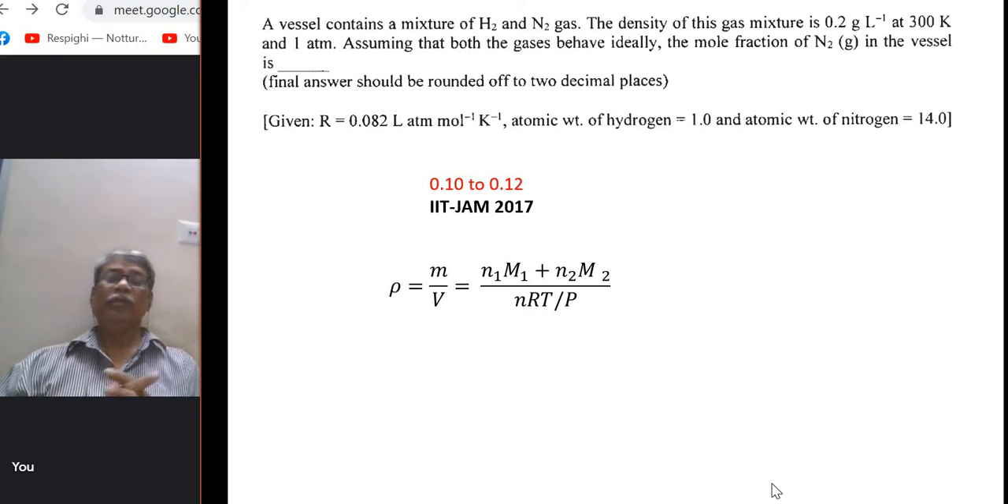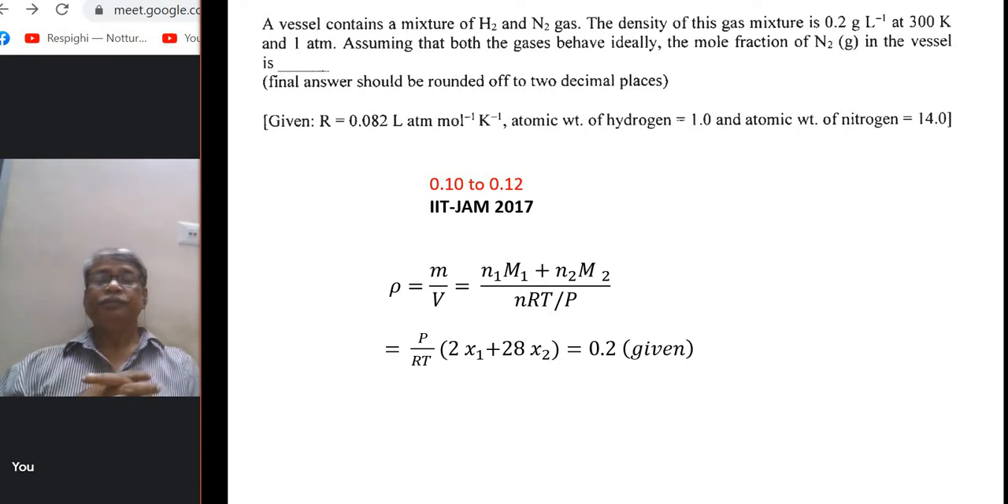So rho, we know, is mass by volume. Now mass, total mass: that means N1 moles of hydrogen and N2 moles of nitrogen, and V is nRT by P, the ideal gas equation, and n is the total number of moles, right? nRT by P. Now M1 is 2 for hydrogen molar mass, so it is 2x1.